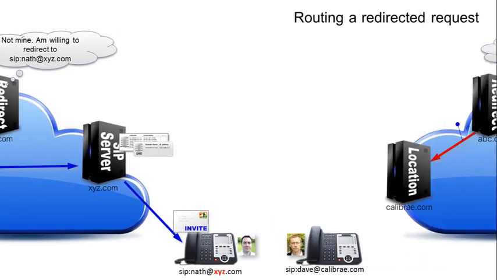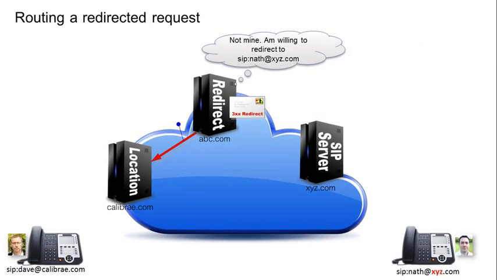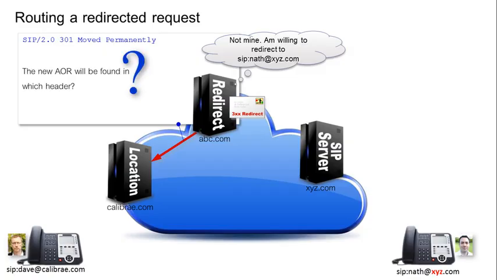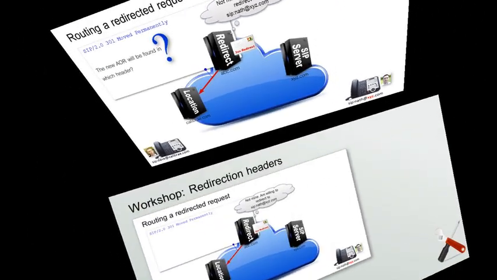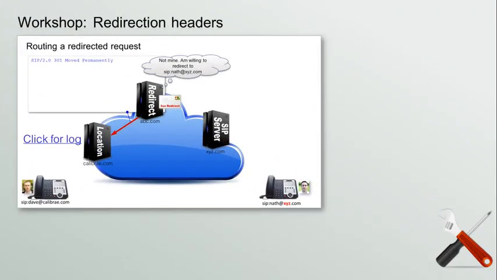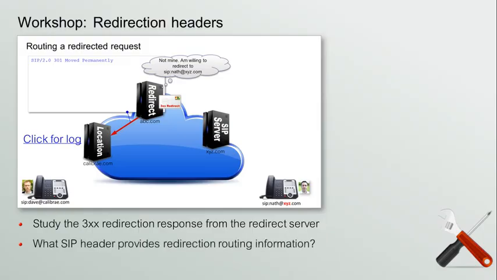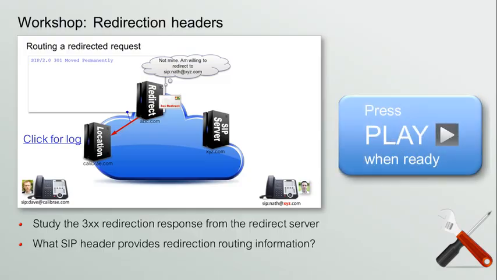Just winding back a moment, from what you know already about SIP, where in the redirection response do you suggest the redirection address of record will be? In fact, why not take a moment to click here for the upstream server log, then study it, particularly the 300 response from the redirect server, and find for yourself which SIP header provides the redirection rerouting address for the upstream server. Go ahead and press play when you're ready.